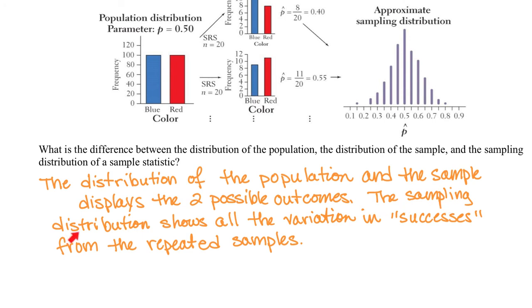The sampling distribution shows all the variation in those successes, those looking for the red, from the repeated samples. So it's kind of like taking 100 of these graphs, deciding what we consider a success, and only displaying that information and all of its variation from the true proportion.